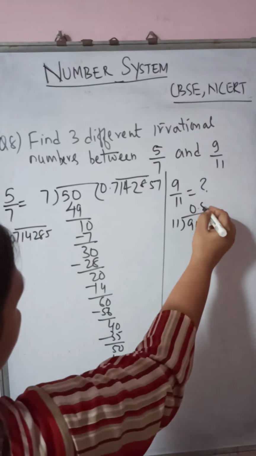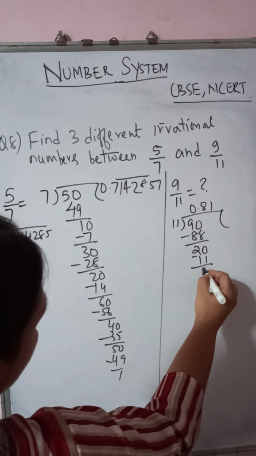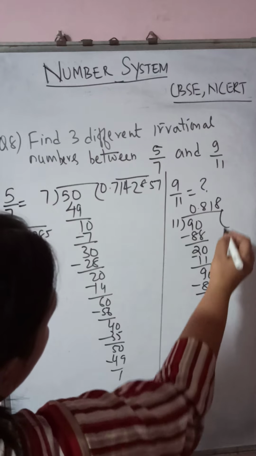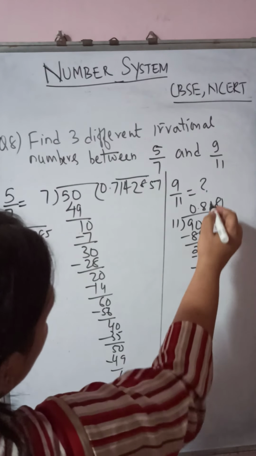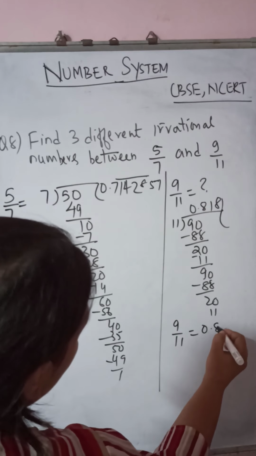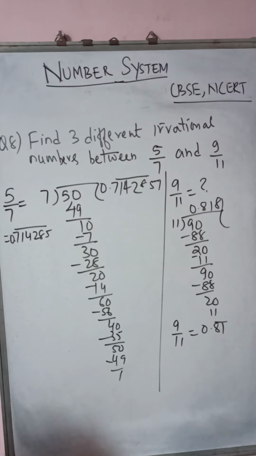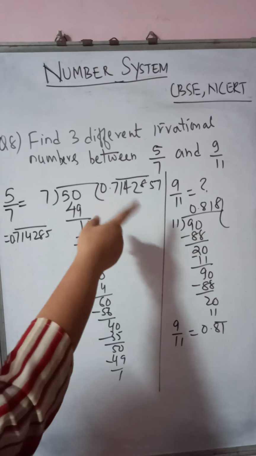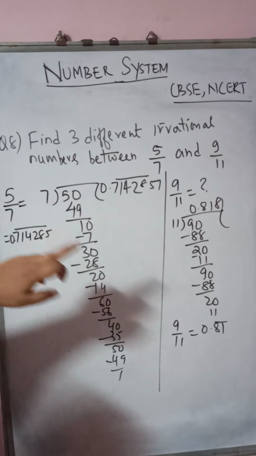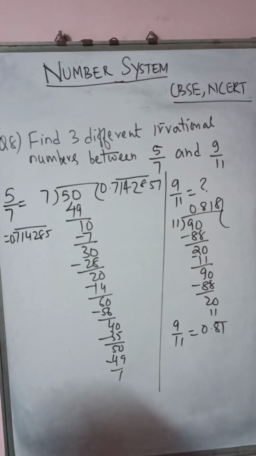11 times 8 is 88, 90 minus 88 is 2. 11 ones are 11, 20 minus 11 is 9. Again 11 times 8 is 88, so 2, 11 ones are 11. So what is the value? 9 by 11 is equal to 0.81 bar, because 81 is repeating in the quotient. Here also after 5 the number starts repeating, so I have put bar. So both are examples of non-terminating repeating decimals.